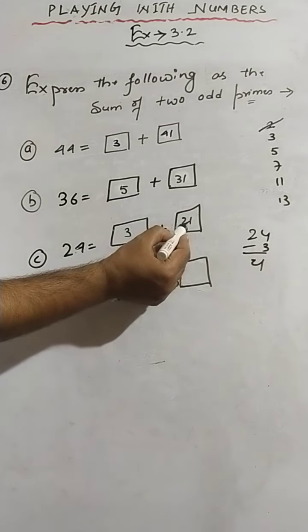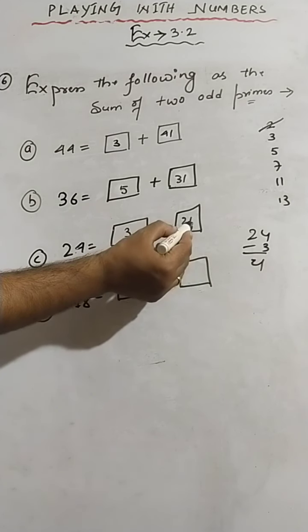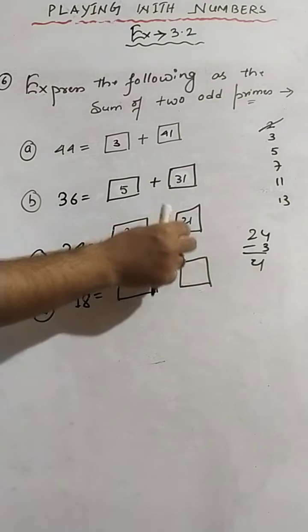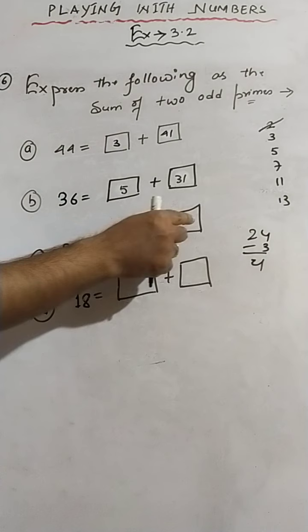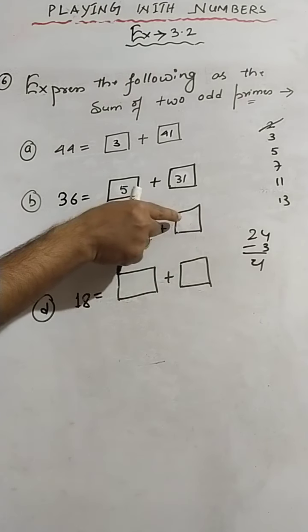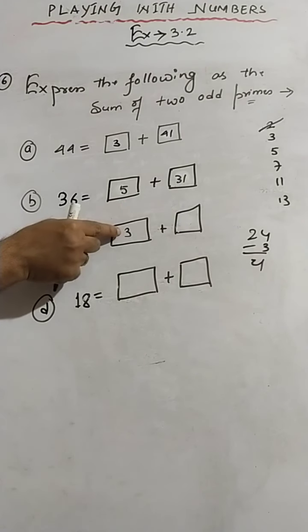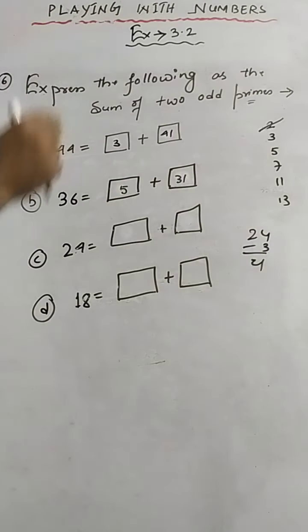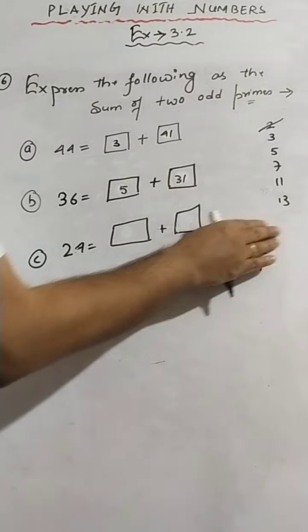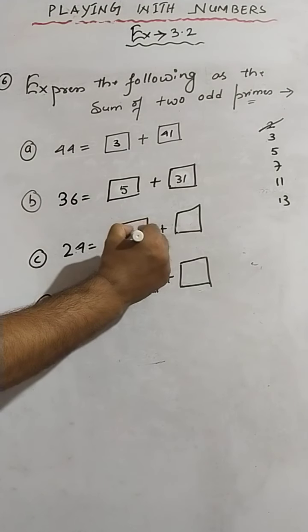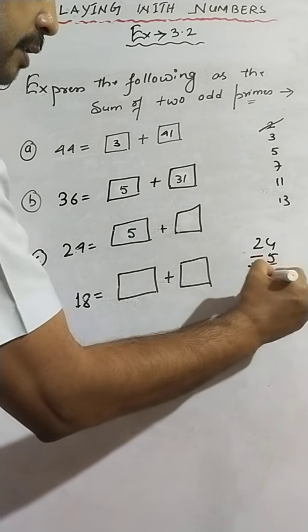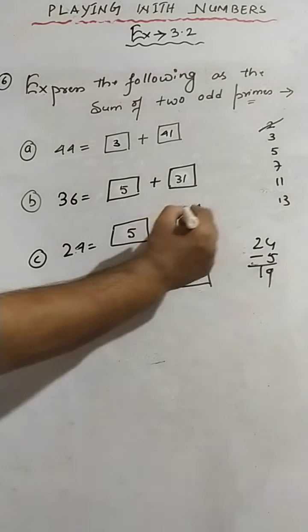Because 21 is divisible by 1, 21 is divisible by 21 itself, but 21 is also divisible by 3 and 7. So we are getting more than 2 factors, so we cannot write this number. This number is also not applicable. So let's see the next prime number, that is 5. We'll write 5 here, and again we'll subtract 5 from 24. The answer is what? 19.